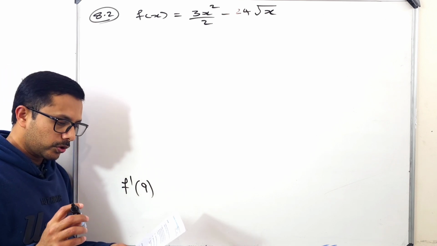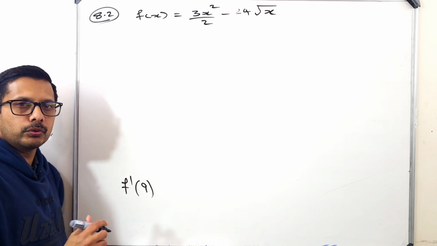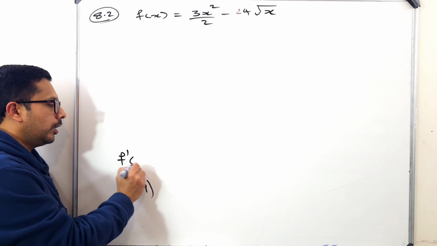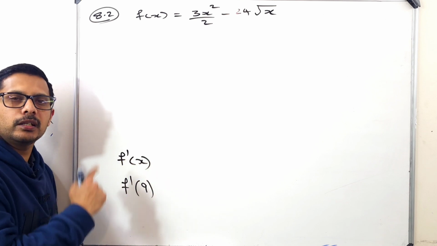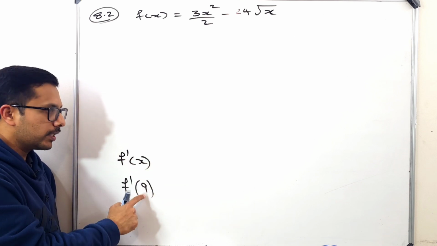How many marks for this question? 5 marks. So what you have to do? First you have to find f dash of x. Then you have to substitute the value of x as 9.